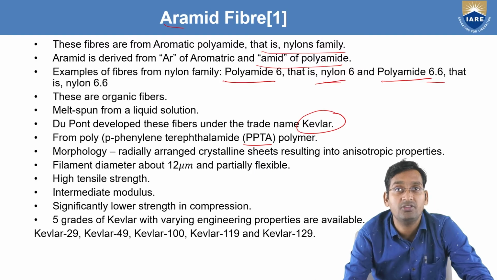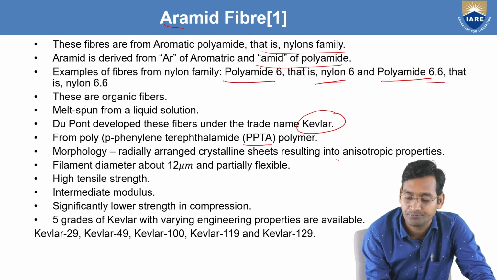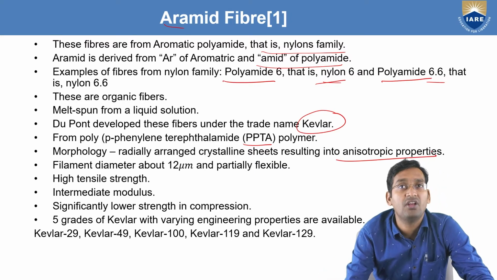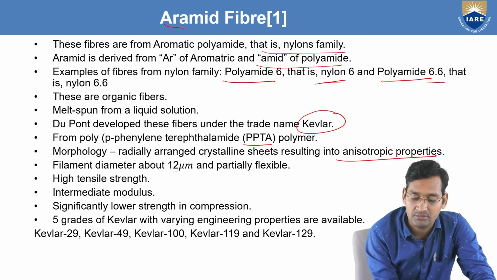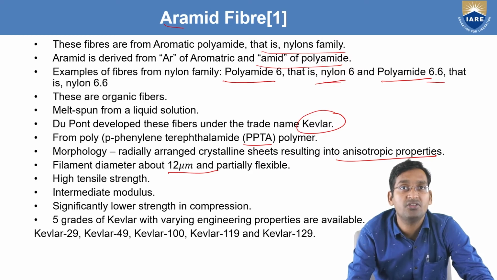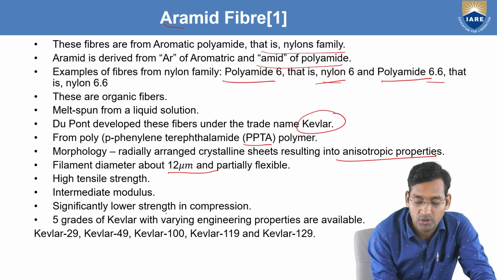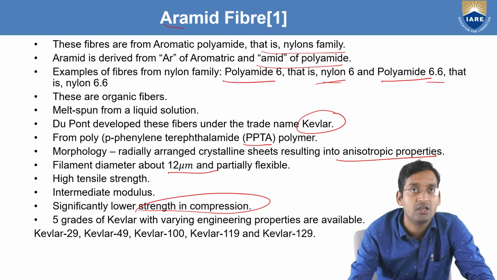What is the morphology of Kevlar? Radially arranged crystalline sheets resulting in anisotropic properties. So they have anisotropic properties. The filament diameter of Kevlar is about 12 micrometer and it is partially flexible. Aramid fiber has higher tensile strength, intermediate modulus, and significantly lower strength in compression.